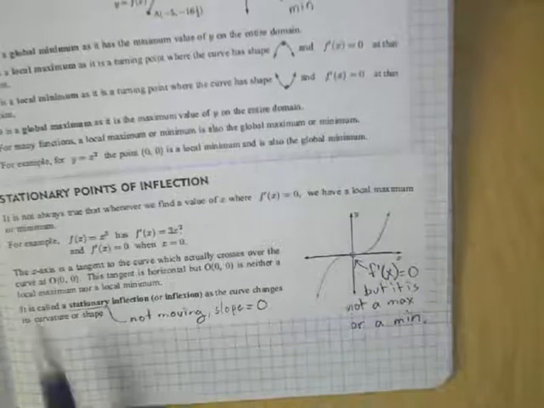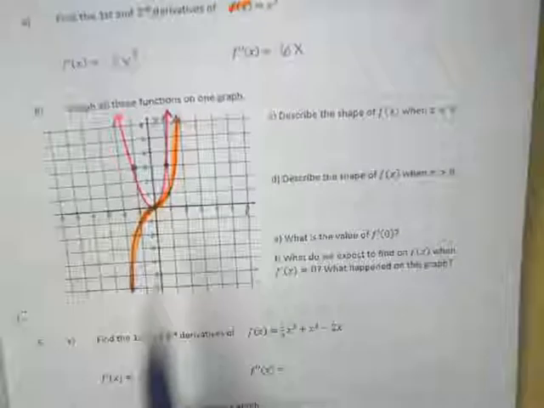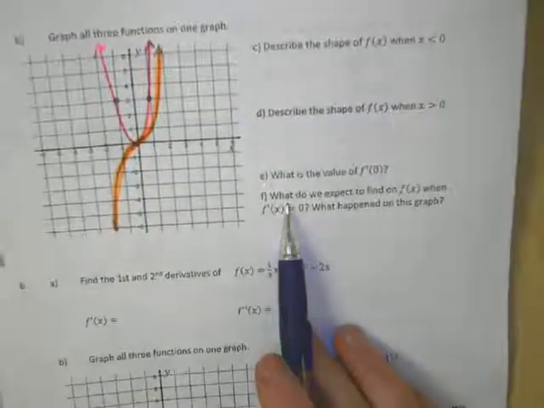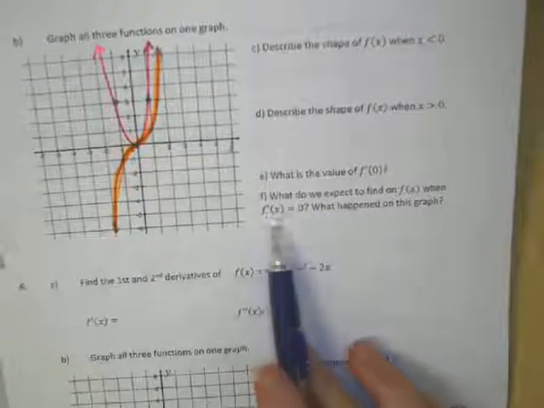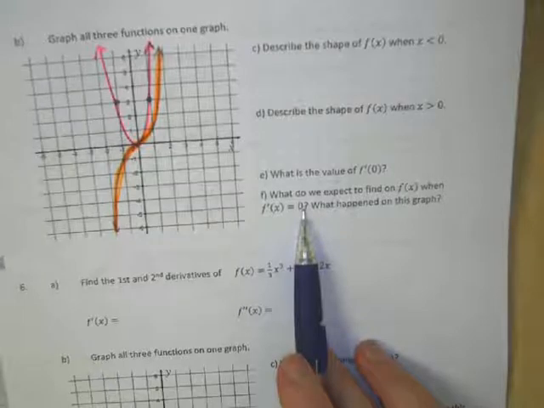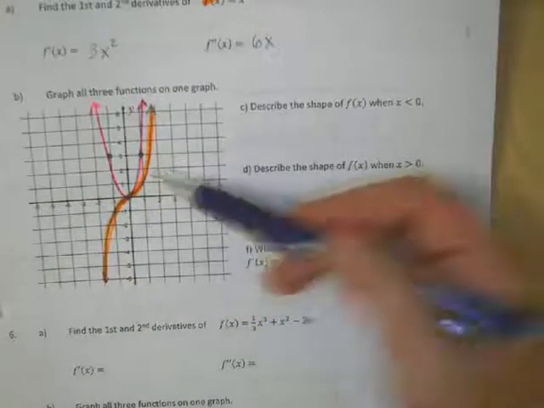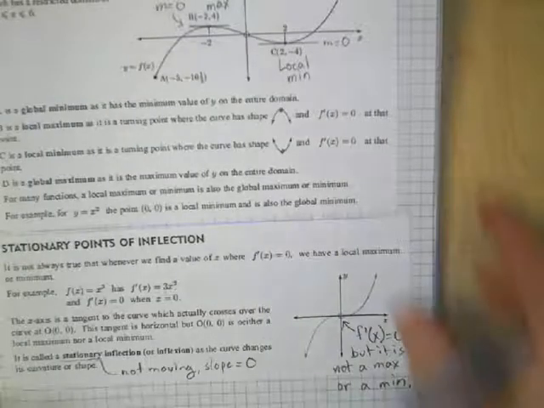Okay, so this was the example that we had in our packet. So what is going on there? That's what we're kind of wondering. So here when I ask the question, what do we expect to find on f of x when the first derivative equals 0? We expect to find a maximum or a minimum, but it didn't happen on here. Instead, what we have is called a stationary inflection. Okay, what else does it say here?